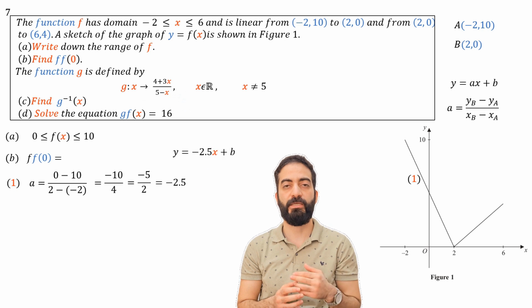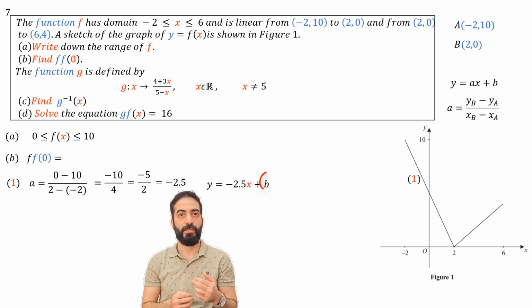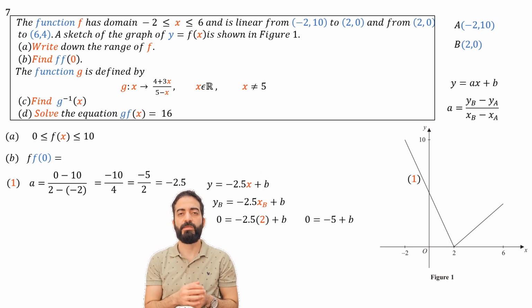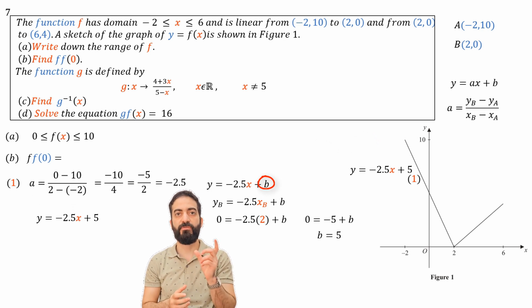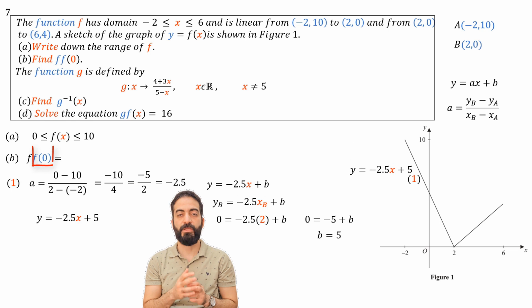Also, we can obtain b in this way, using any point on this line. I will use point B, so we obtain that b equals 5. Now we put their values here, and finally we obtain the equation of this line. Now we want the answer to f(0). This means in place of x, we must put 0. So we get that f(0) equals 5.